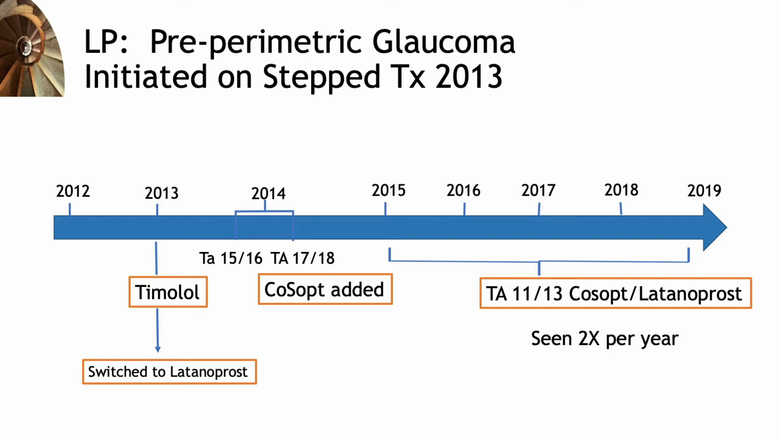You can see in 2013, timolol eventually switched to latanoprost. In 2014, they added Cosopt, and you can see in a couple of the visits, 15, 16, and then 17 and 18. And really for the next 4 or 5 years, he was down to what they wanted the target pressure to be, at about 11 to 13, and he kind of maintained that.